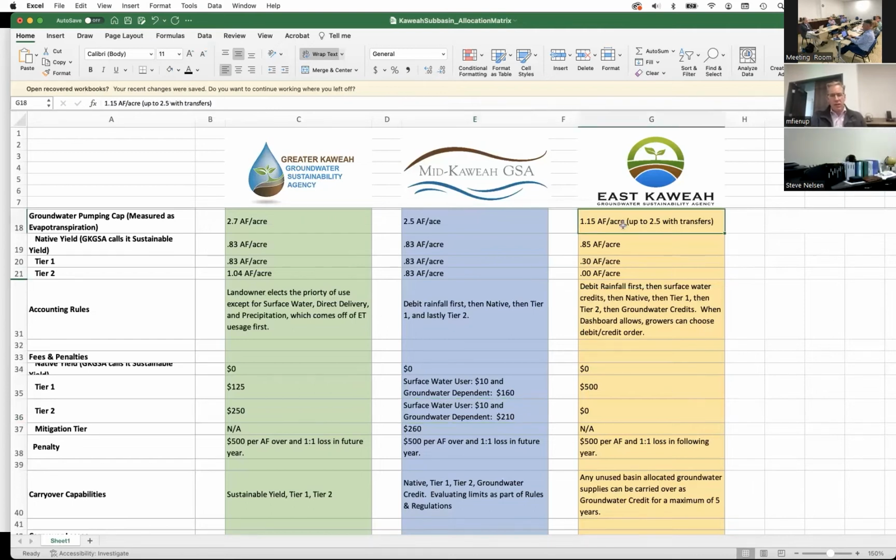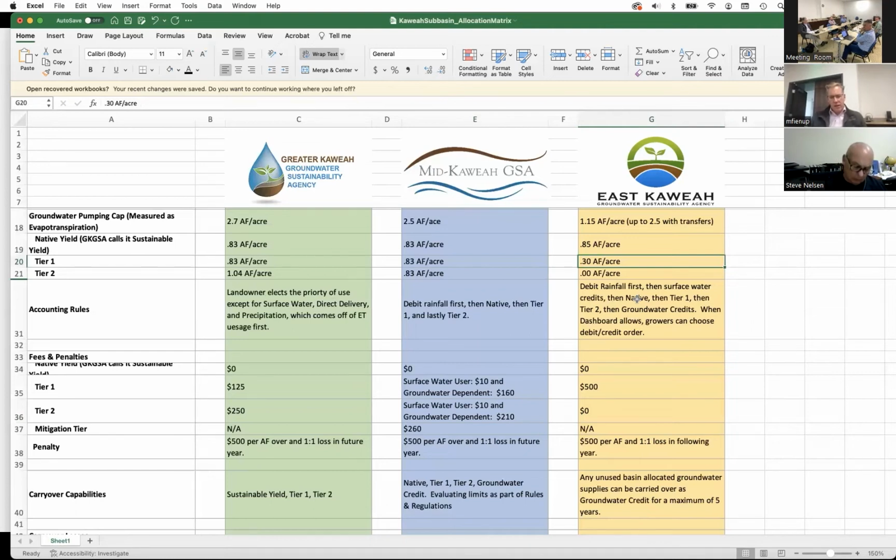So then East Kaweah is different in that they're only allocating native in tier 1. So that's 1.15. And then someone can pay the penalty tier to pump up to 2.5 feet, or can secure transfers. But even securing transfers or paying the penalty, they may not exceed 2.5, as I understand. Craig, did I get that right? Tier 1 is $500 too by default? Yep, that's what we approved, and even after last night, it stayed the same.